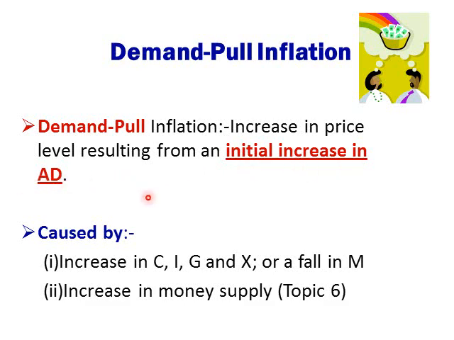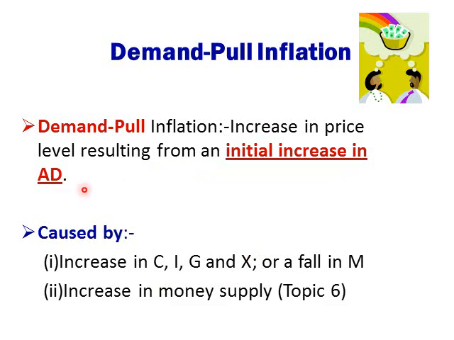Now, by now, you should know what shifts your AD curves. When your C, I, G, X or minus M changes, your AD curve will shift. So for your AD curve to increase or shift right, your C, I, G, X, which are the positive components, must go up and your minus M must fall. This change will cause a rise in your AD.